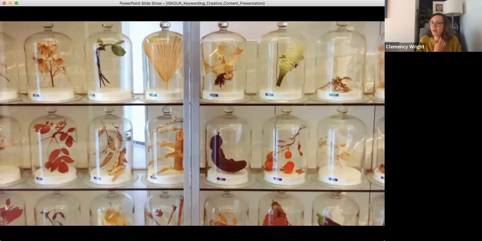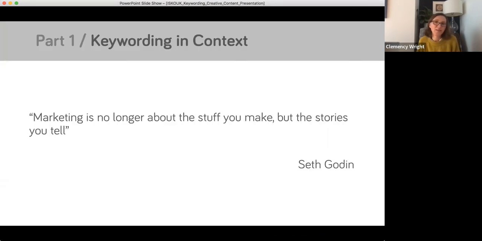So a photograph I took in a museum, obviously, if you're into taxonomy or classification of any kind, you'll be very familiar with this idea of organizing information and knowledge management. But bringing this into the context of commercial enterprise and organizations that are operating, for profit or maybe not for profit, when we're looking at the relationship between keywords and our customers, our users, we can think about it in this way. So Seth Godin, who's a writer and a design thinker, has said that marketing is no longer about the stuff you make, but the stories you tell.